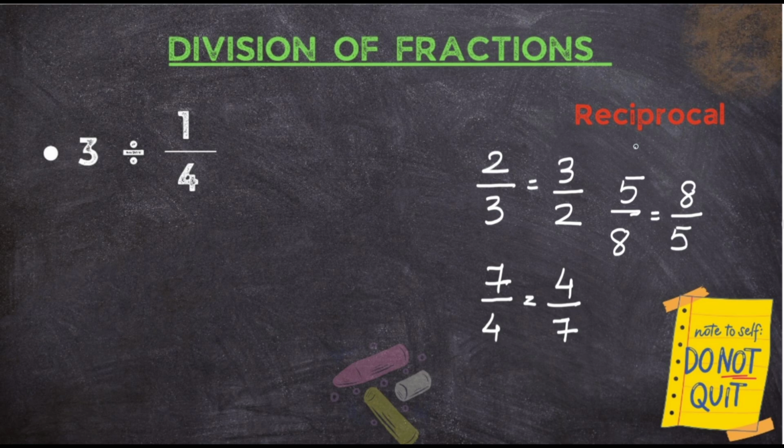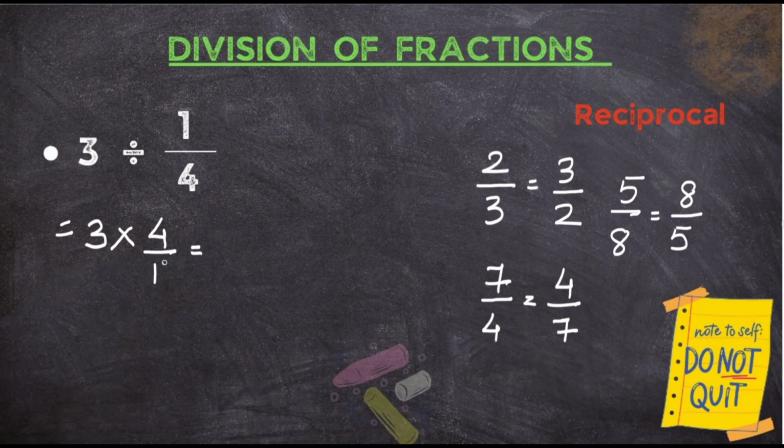So why are we learning this term? It is because we will be using this concept in the division of fractions. First question I have taken is 3 divided by 1 upon 4. So what to do? The step that you have to follow in division of fractions is, first you will write the first fraction as it is, or first number as it is. You are not going to do anything to that. Now you will change the sign of division into multiplication, and you will do the reciprocal of the second fraction. So here it is 1 upon 4, so the reciprocal will be 4 upon 1.